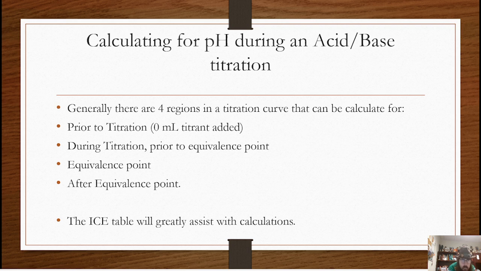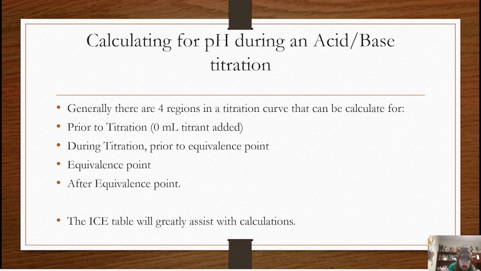Region 2, during the titration but prior to the equivalence point. You have to set up an ice table, you have to cancel out certain things. But in a strong acid, it's still pretty easy. In a strong base, it's still pretty easy. In a weak acid, we have to set up a buffer.